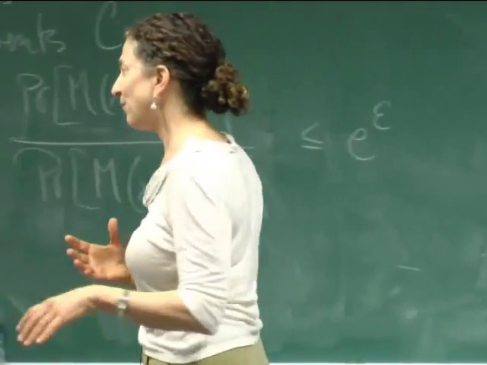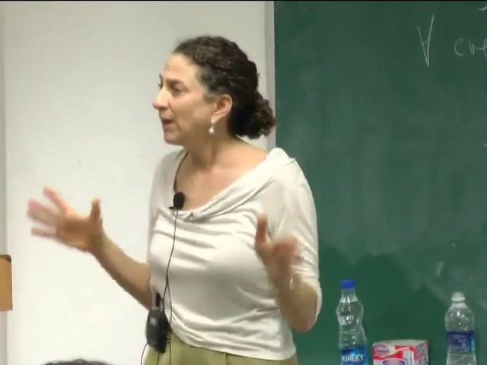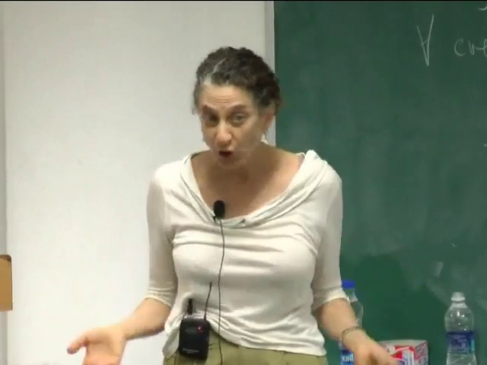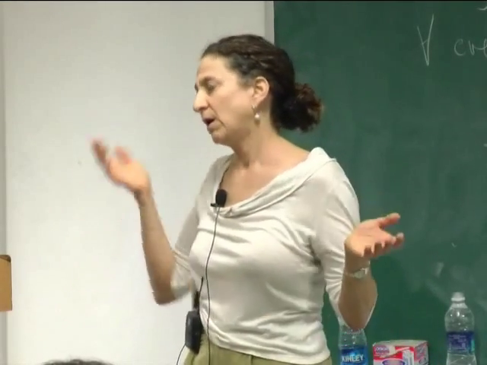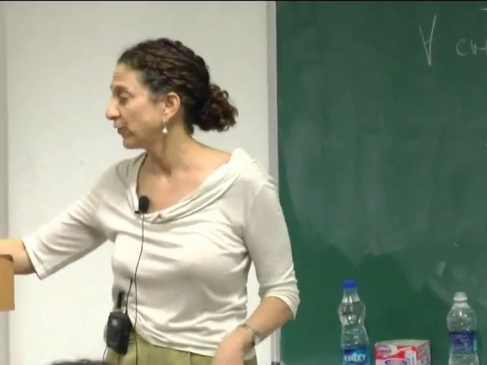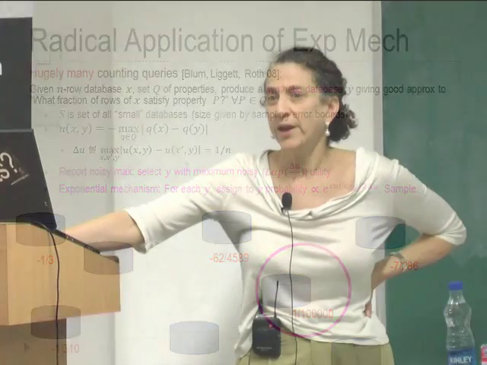But those techniques die at that point. We can't do any better. We can't get up to n squared or n cubed, let alone 2 to the n over 6 or something queries. So the following result allows us to answer hugely many counting queries. And this is due to Blum-Ligett-Roth.